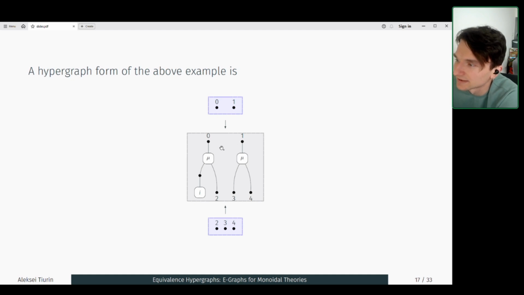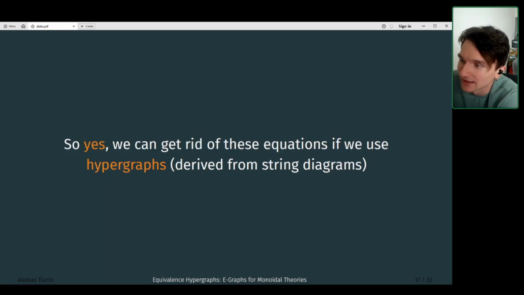Here, the boxes of the string diagram became the hyperedges, and the wires became the vertices. And we need the interfaces to distinguish between the vertices which are the inputs of the string diagram, and the vertices which are the outputs of the string diagram. So once again, yes, we can get rid of these equations if we use hypergraphs derived from string diagrams, which is nice.